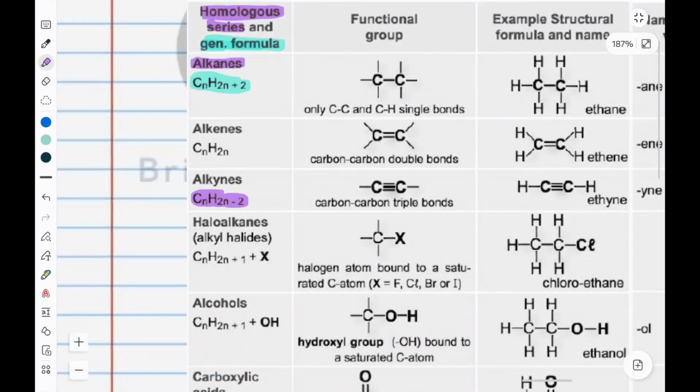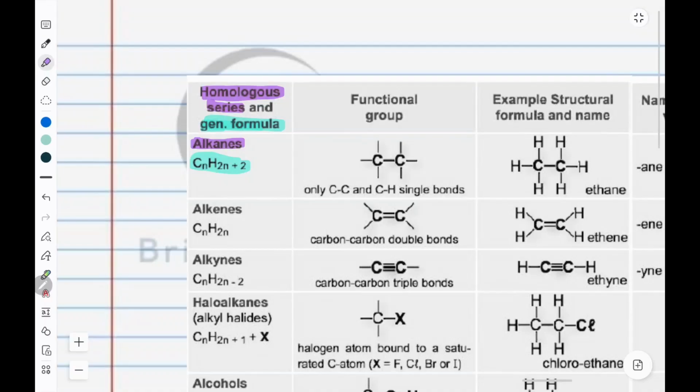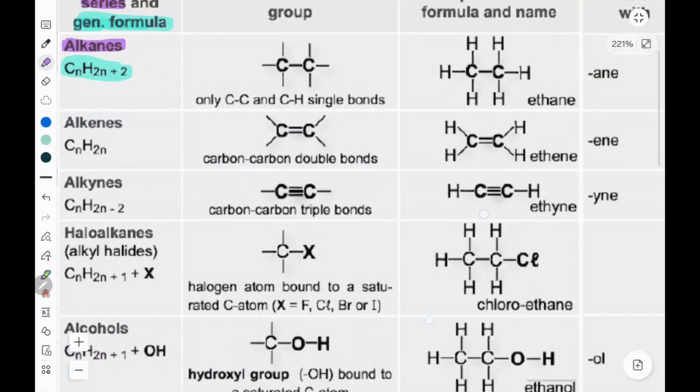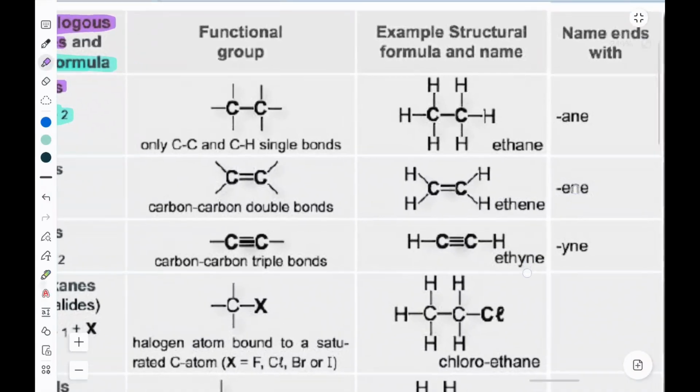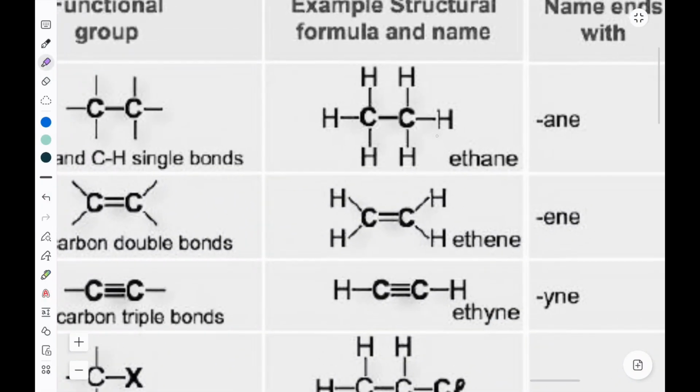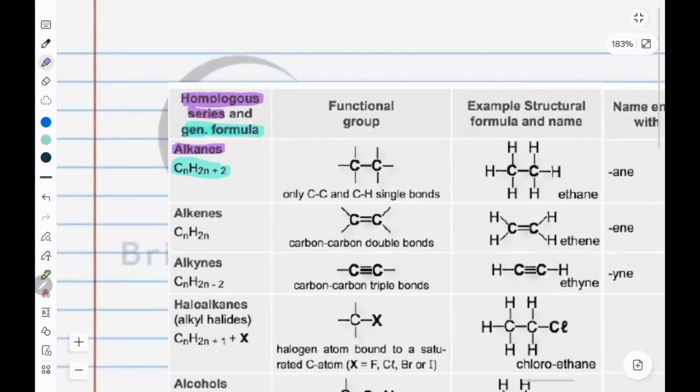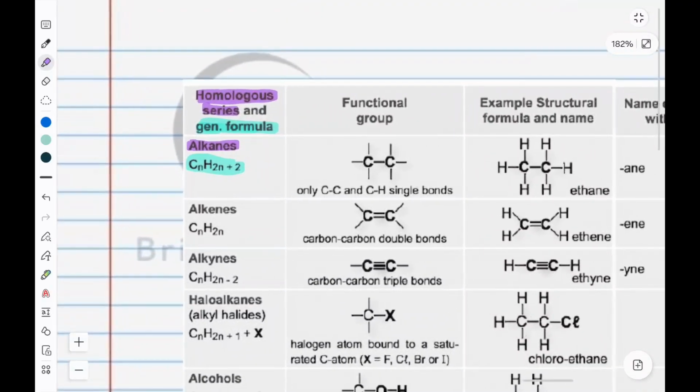So now these three, alkanes, alkenes, and alkynes, what happens is you won't find any other atoms in their structure except carbon and hydrogen. So because of that, they have a certain name that we use for them. We call them hydrocarbons because they only have hydrogen and carbon in their molecular structure. So these are called hydrocarbons, right?